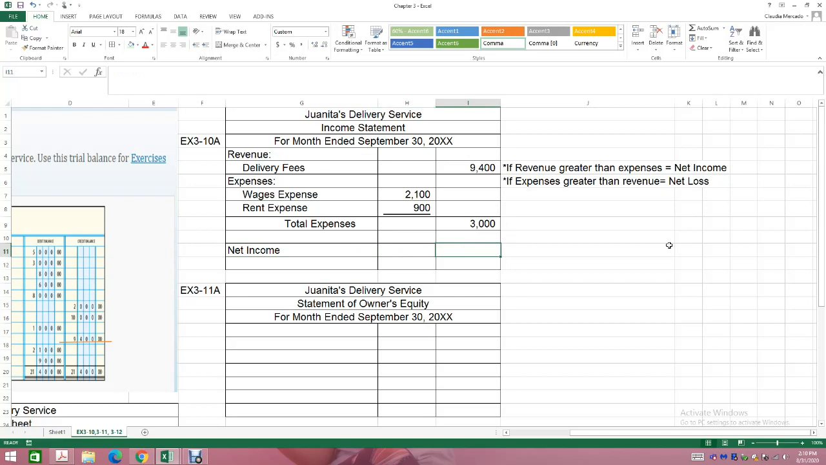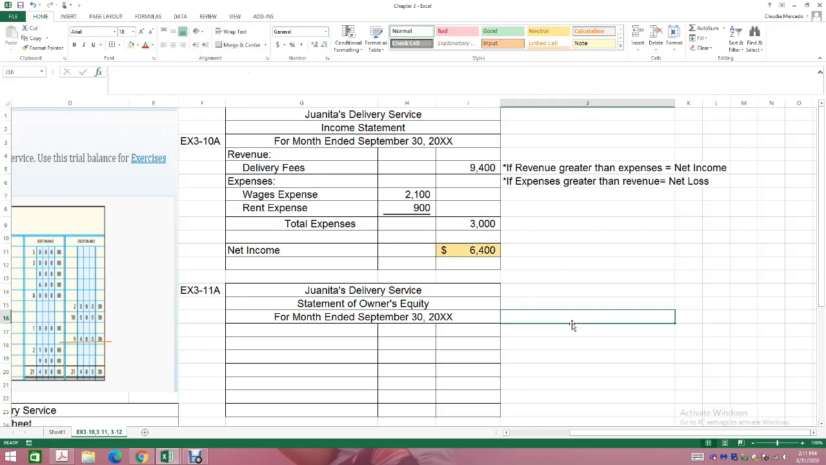And how am I going to get my net income? Well, I'm going to get my total revenues minus my total expenses. And you subtract your expenses because that is money that you spend. You spend money on wages, you spend money on rent. So that has to be deducted. Okay, so you subtract your expenses from your revenue, and that's going to give you a net income of $6,400. Okay, and let me highlight this another color, that way we can see it.